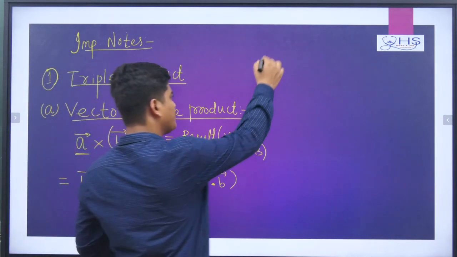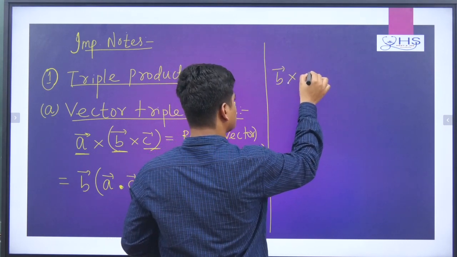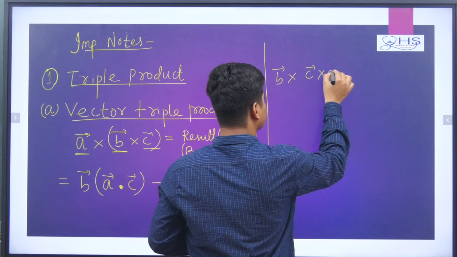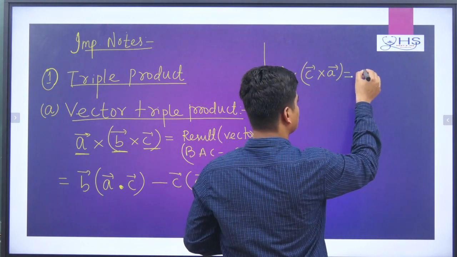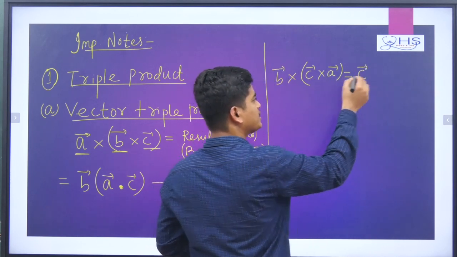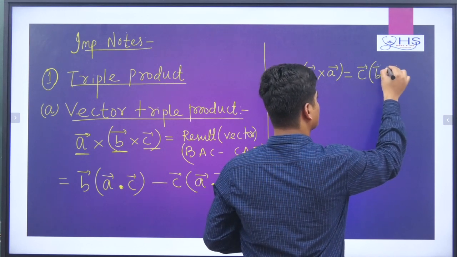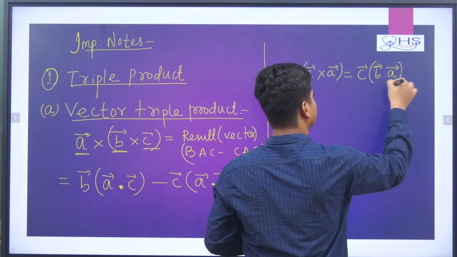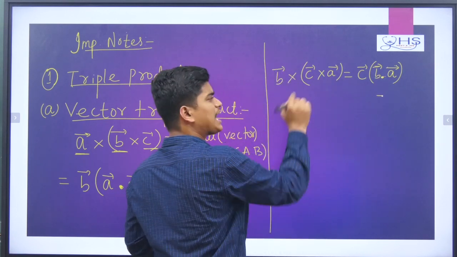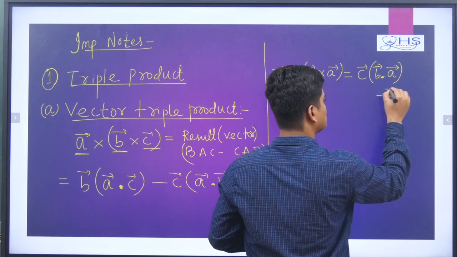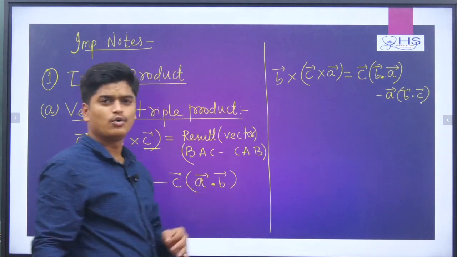Now in this way, if I want to calculate B cross C cross A, then how much will I get? First I will take the middle vector, C vector, then I have to multiply the first vector dot third vector, B dot A. So the dot product will be there. Then after that I have to give minus, then I have to take the third vector, A vector, and multiply B vector dot C vector. So this is the way you have to follow.